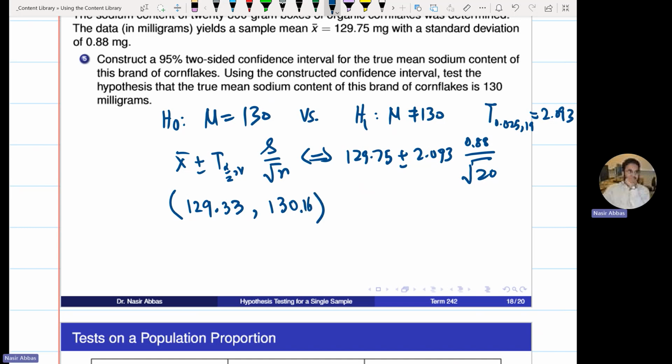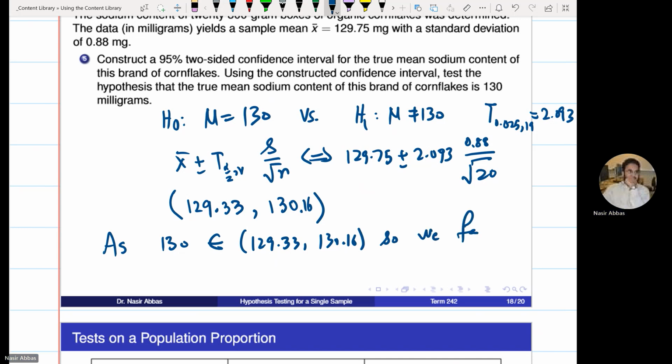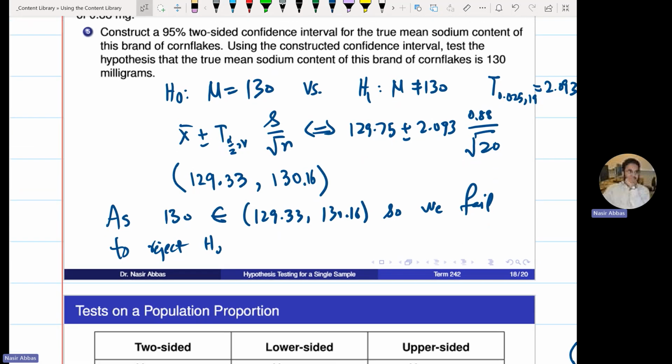Now the question, does 130 belong to this interval? So you fail to reject H0. Same decision. And conclude what? Same conclusion. That the mean sodium content is not different from 130. It is in the neighborhood of 130. Not significantly different from 130.